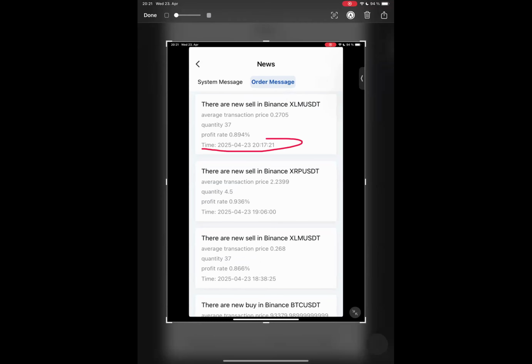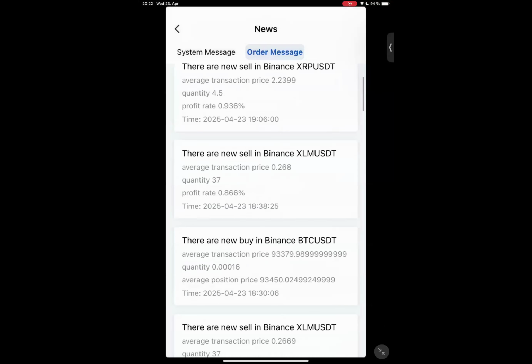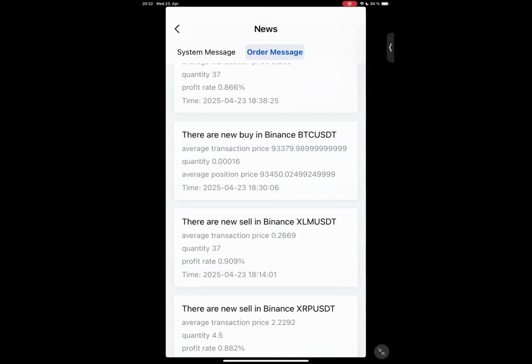Okay. So you can see it bought today, 8:17. Can you see that? That is the time it just bought. It sold, sorry. And this is the profit rate that it gave me. When I go to the transaction record, I'm going to see the same profit rate. How much quantity of XRP did it sell? 37 quantity of XRP at this transaction price. Okay. If it's a buy too, you are going to see all the details under it. Okay.